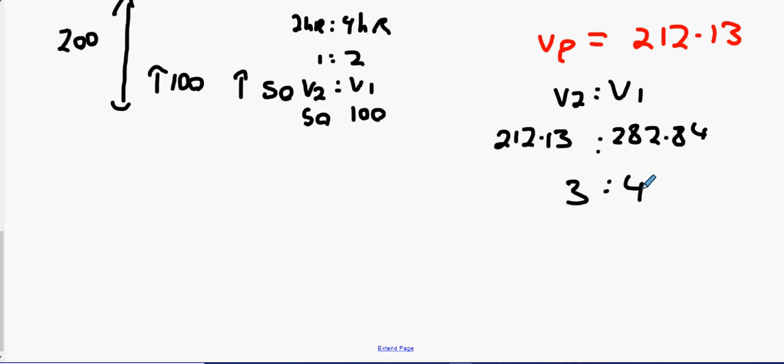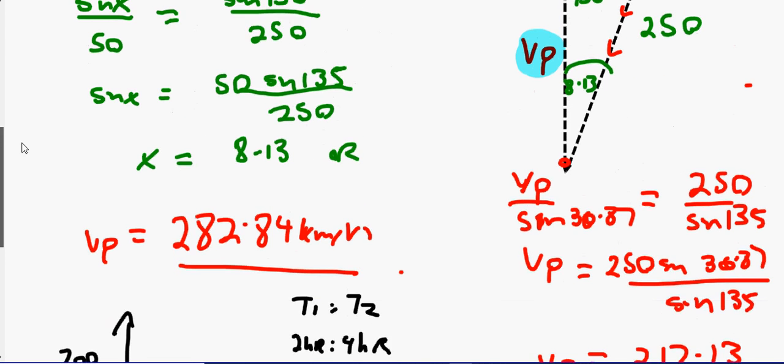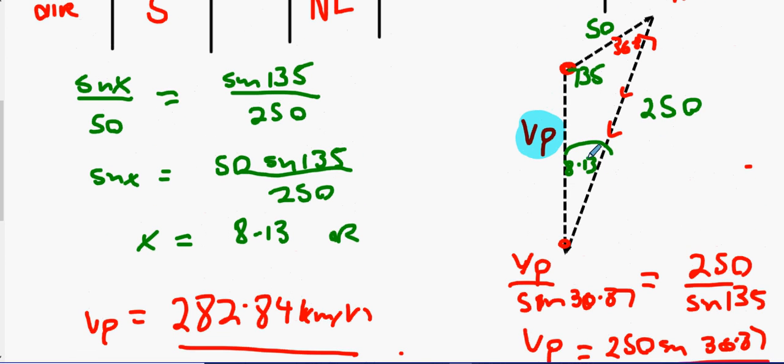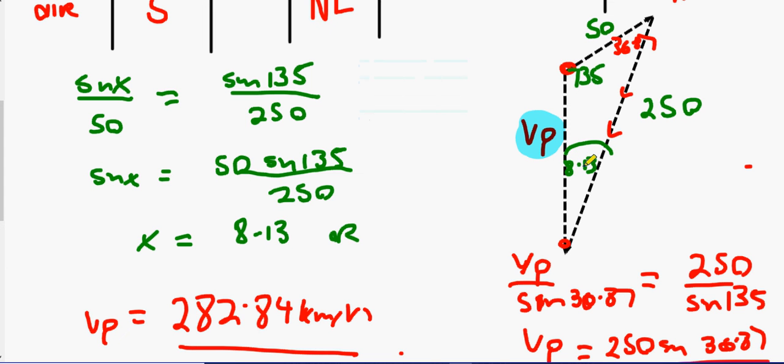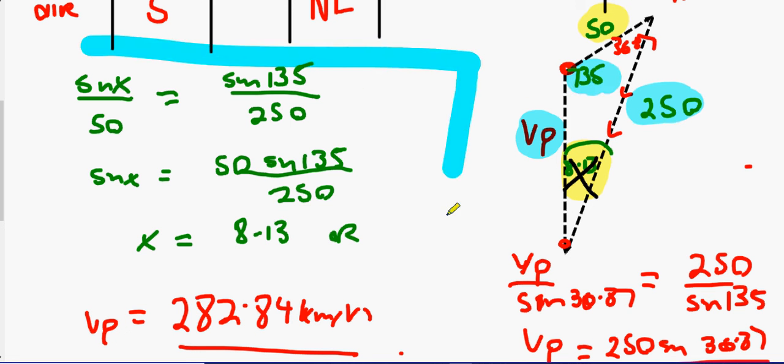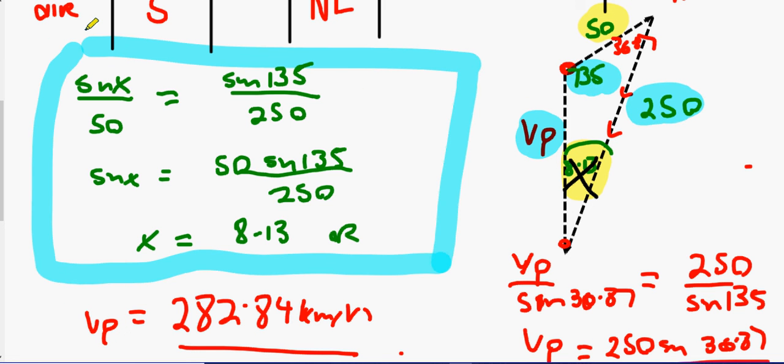Yeah. I'm a bit confused about where that 8.1 degrees is on the angle. Which one? The 8.1 degrees. Here? Yeah. Okay, so for the 8.13 degrees, what we used was an angle we didn't know at the time. So we called it sine x, okay? And we used the sine rule where this 8.13 is opposite to 50, and the 135 is opposite to 250, and that's this sine rule here. That's where we calculated the 8.13 from.